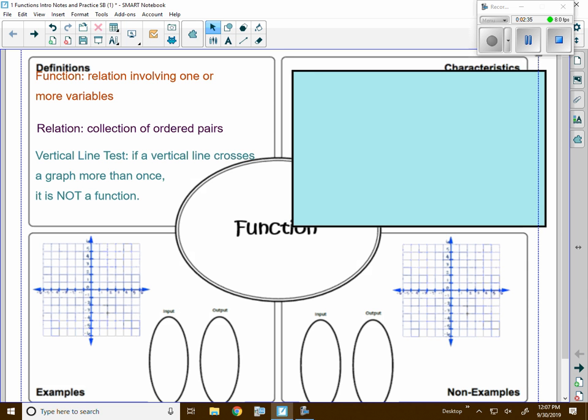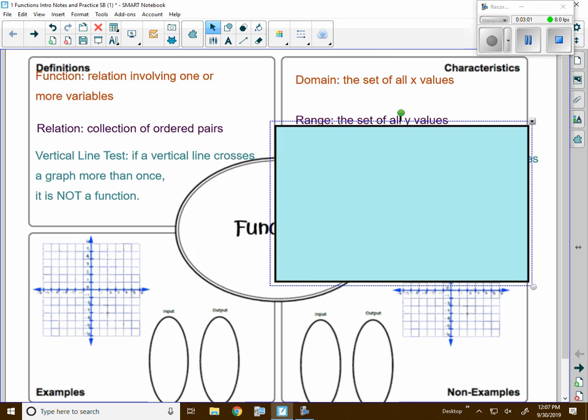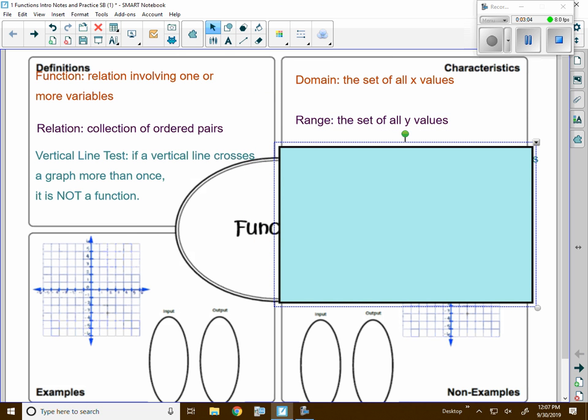All right, some characteristics of our graphs. The domain. Domain is the set of all x values. Does anybody remember the name for the set of all y values? It starts with an R. It's the range. The range is the set of all y values.